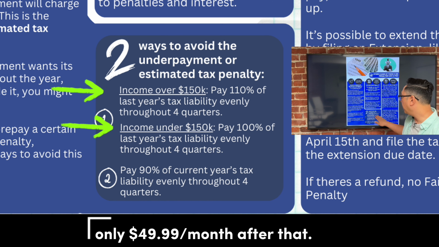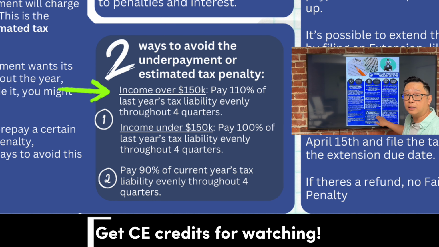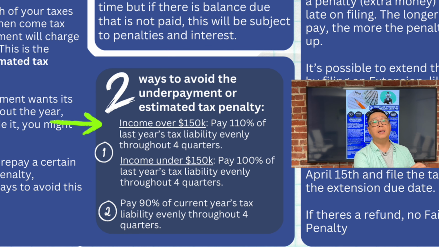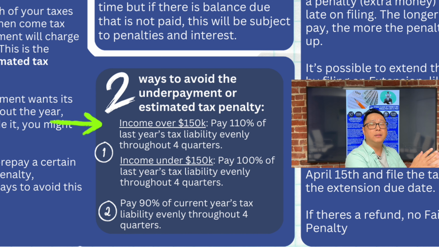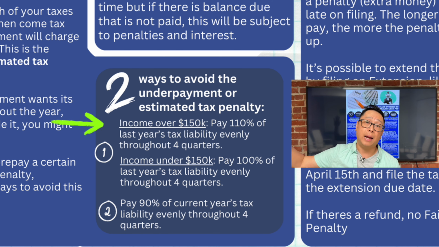Now, if their income is over $150,000 and we're using last year's numbers, then they have to pay 110% of last year's tax liability. So take last year's tax liability, multiply by 110%, just pretty much add 10% on top of that, divide that by 4, and that's the amount the client should be paying every single quarter. Even if their profit is sky high this year as opposed to last year, as long as they make those 4 quarterly payments according to last year's tax liability, they could avoid a penalty, and then they'll just pay the remaining balance at the time of tax filing.